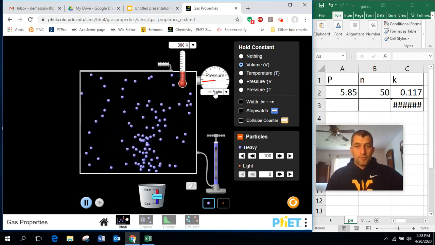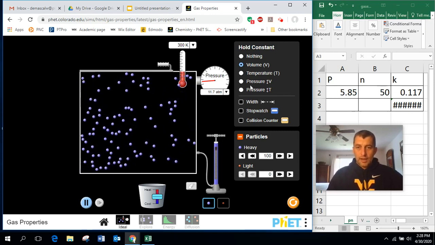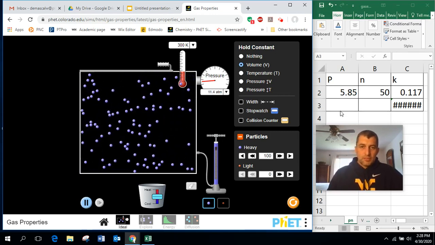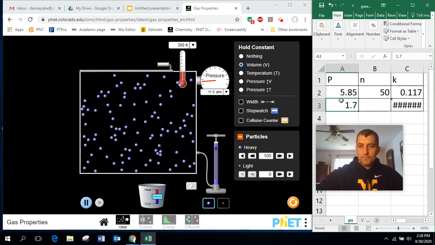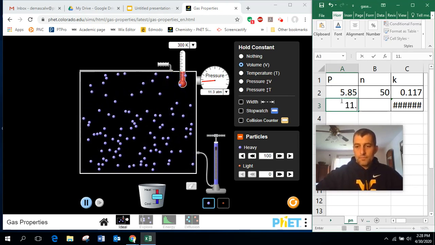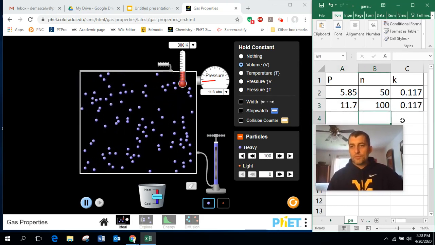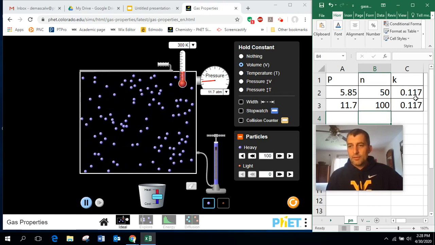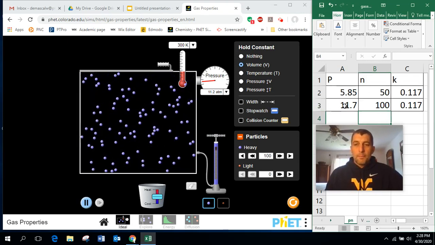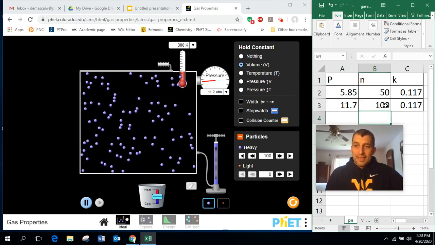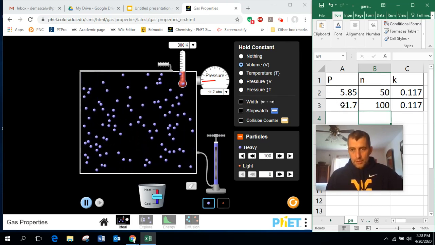Notice the pressure went up, went from about 5.8 to now we're around 12. Again, let this thing stabilize, do the high-low divided by 2, basically find your average pressure. It ends up becoming 11.7. When we have 100 particles, and look what happens. We get that 0.117. So P over N is constant. But notice what happens. As we increase the number of particles, as N goes up, P goes up.